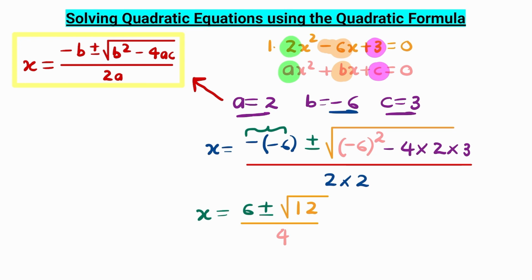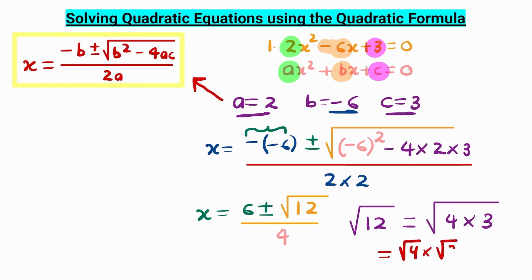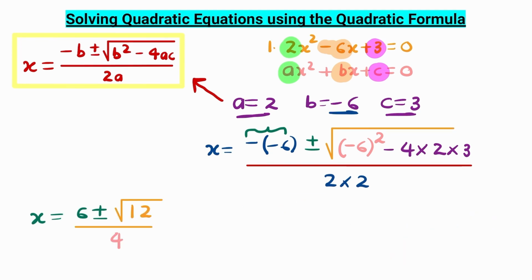We can simplify this equation further, because the square root of 12 we can rewrite as the square root of 4 multiplied by 3. Now we can rewrite this as the square root of 4 multiplied by the square root of 3. Can you see that we can take the square root of 4 here? What is the square root of 4? The square root of 4 is 2, because 2 times 2 is 4. So we can simplify this further: 2 square root 3. So we get 6 plus or minus 2 root 3 over 4.